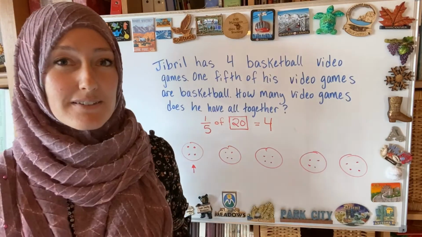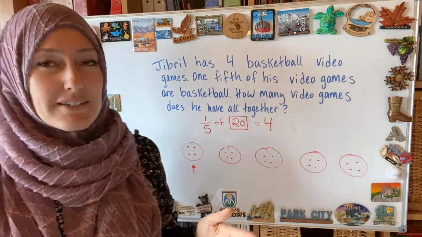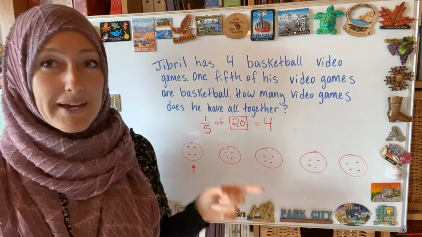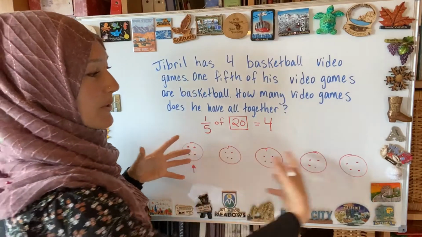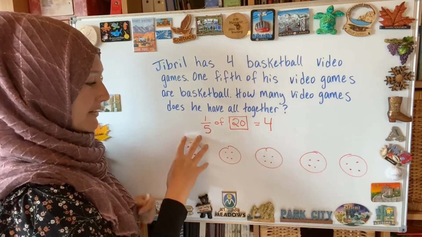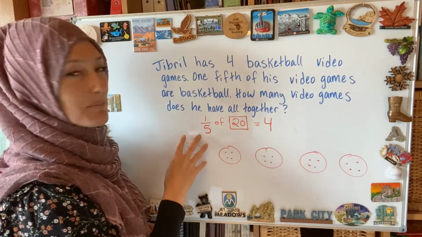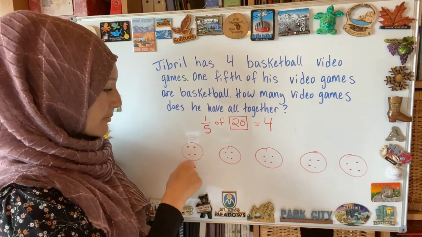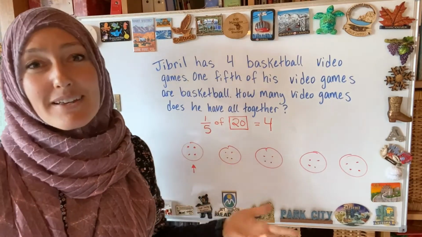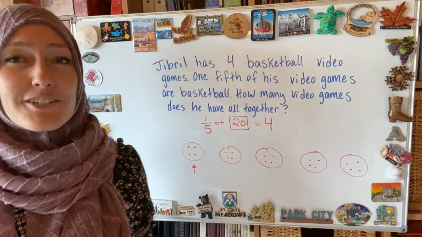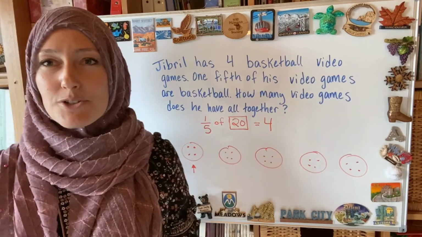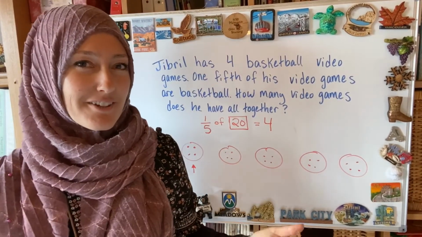Then I go back and check, does it make sense? So if he had 20 video games and 1/5 of them are basketball, so that means there's 20 games here. 1 out of the 5 groups is basketball. Is that going to be 4? And then I go back to my question, and yes, everything matches. So then that's how you would do it. And lastly, you need a sentence answer. So your answer would be, Jabril has 20 video games altogether. And that's it.